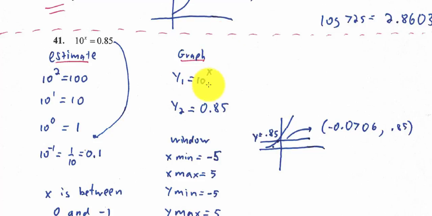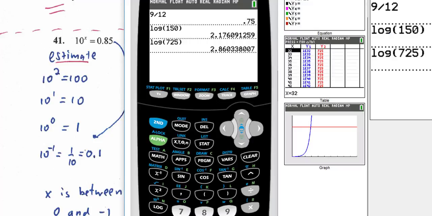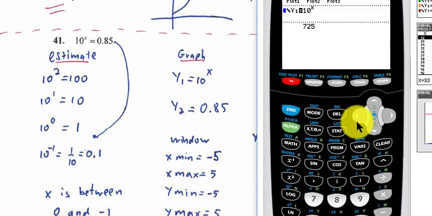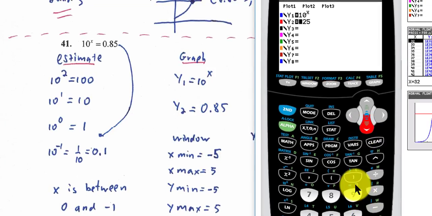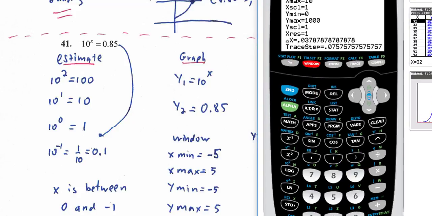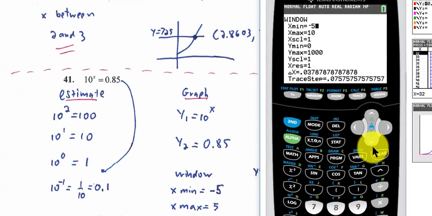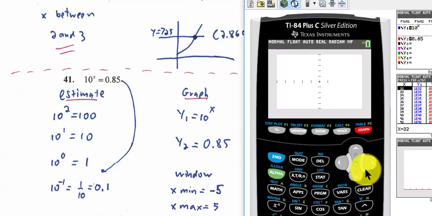Okay? And if we were to graph this, same thing. You're going to graph y1 is 10 to the x, and y2 is 0.85. Now the window's a little tricky here, because we're going to have a horizontal line at 0.85. So we're going to really just tighten up our window here. I'm going to go from -5 to 5, and -5 to 5 again. And once we have our window, I will graph it.